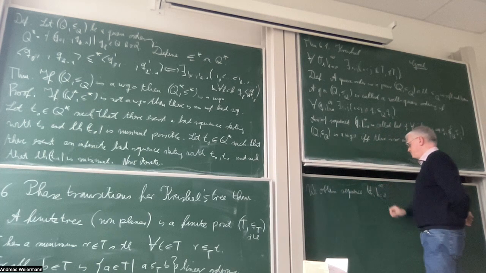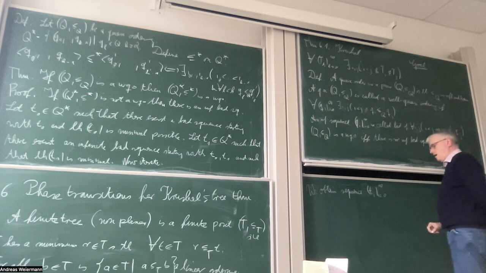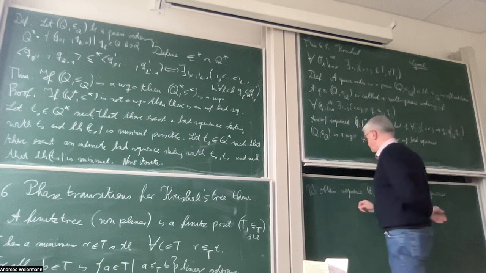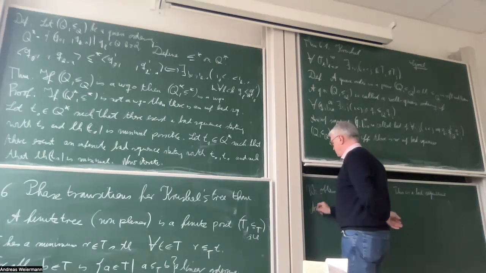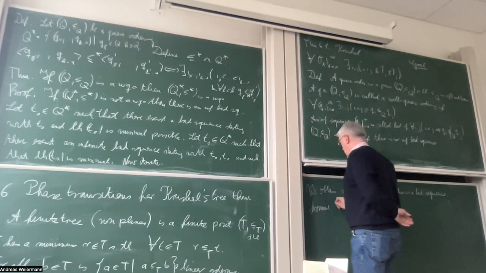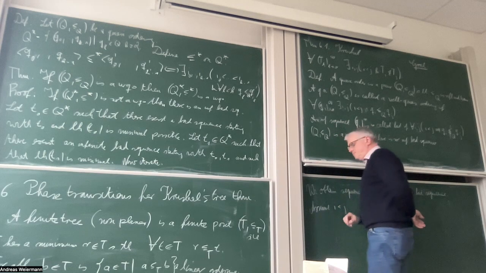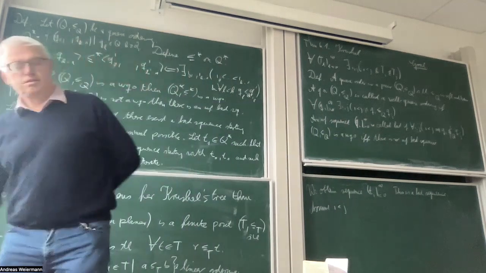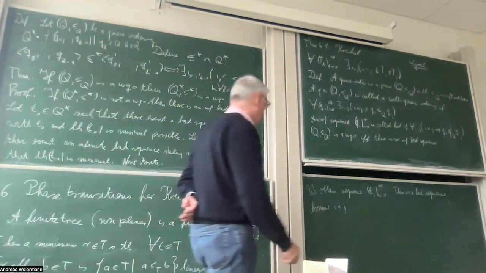0 to infinity. And this is a bad sequence. Why is this a bad sequence? Well, assume I have this in J. I want to show that Ti is not embeddable in Tj.